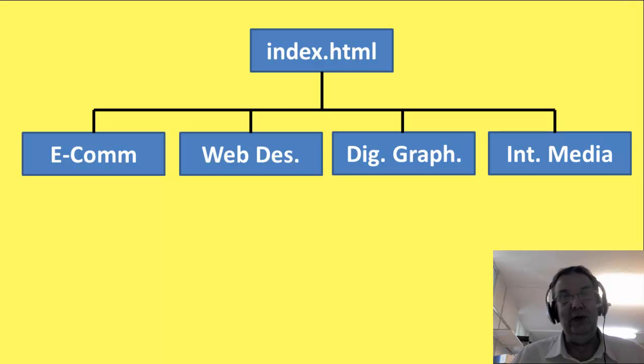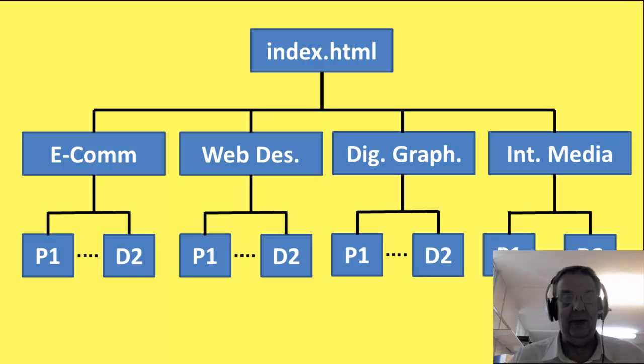Each of these units then has a web page for each criterion. So for example, e-commerce here will have a web page for P1, P2, P3 and so on, all the way up to D2. Now I've got them all as P1 to D2, but in practice there'll be different numbers of criteria for each of the different units. You just substitute what is relevant for you.